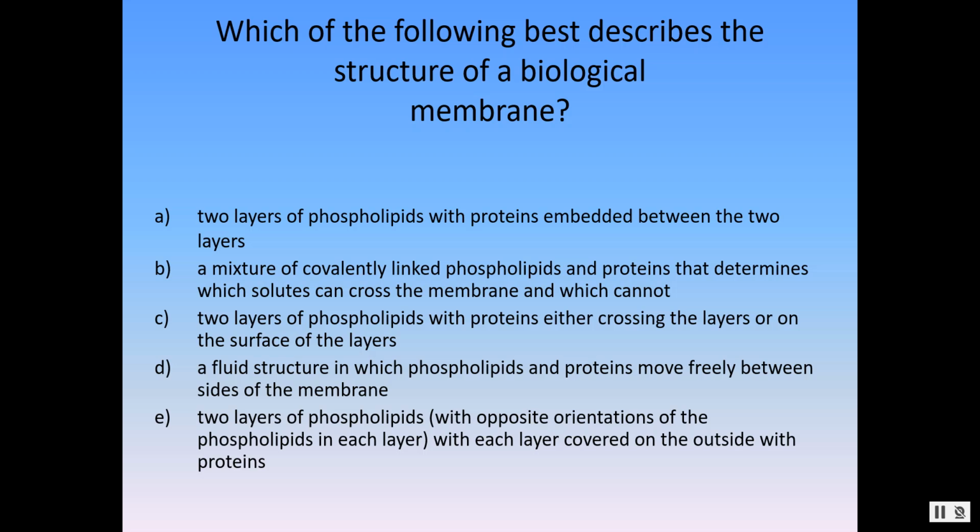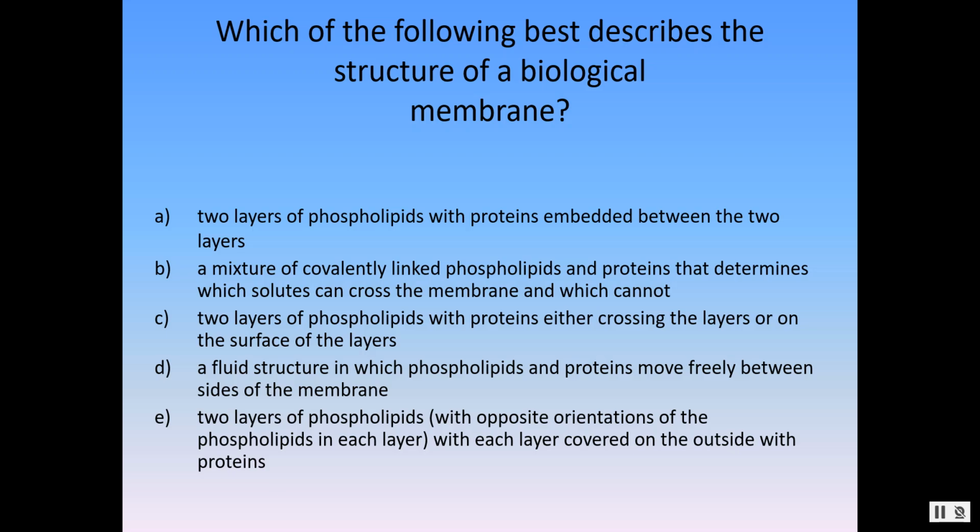So, which of the following best describes the structure of the membrane? Is it 2 layers of phospholipids with proteins embedded between them like a sandwich? Is it a mixture of covalently bonded phospholipids and proteins? Is it 2 layers of phospholipids with proteins crossing the layers or on the surface? Is it a fluid structure in which phospholipids and proteins move freely between each side? Or is it 2 layers of phospholipids with each layer covered with protein? It's the more accurate one.